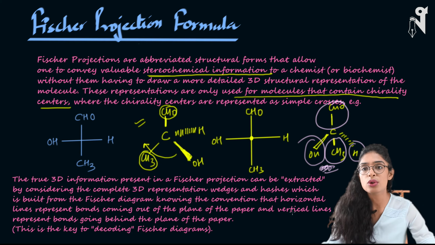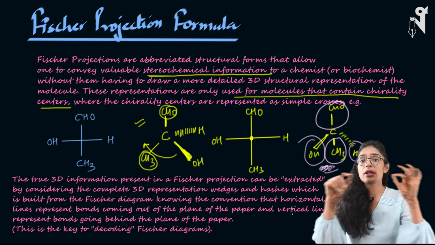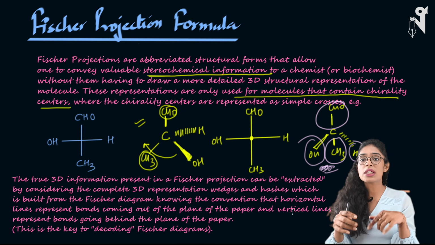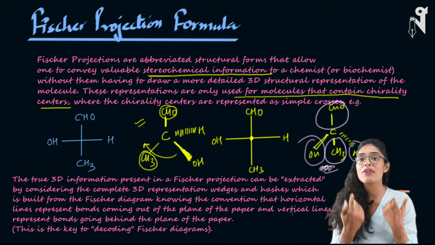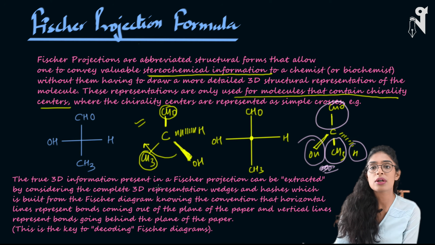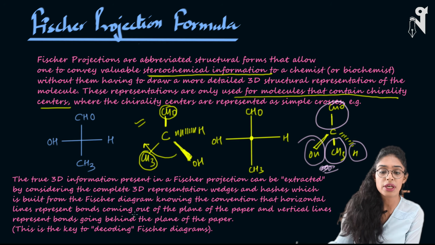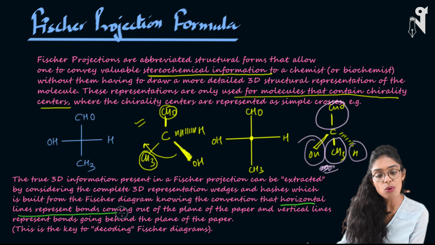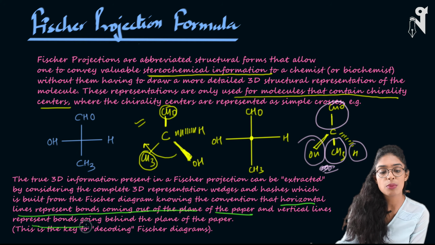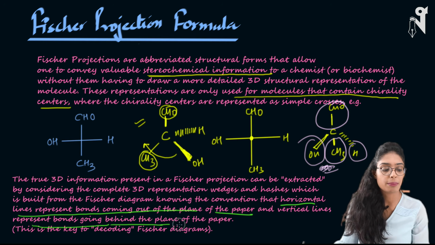So what I'm trying to tell you here is that the horizontal line represents the bonds which are coming towards the viewer, whereas the vertical line represents the bonds which are going away from the viewer. So here, what have we written? We have written the same thing. We are converting the 3D representation into a 2D representation, where horizontal lines represent the bonds coming out of the plane of the paper, whereas vertical lines represent the bonds going behind the plane of the paper.